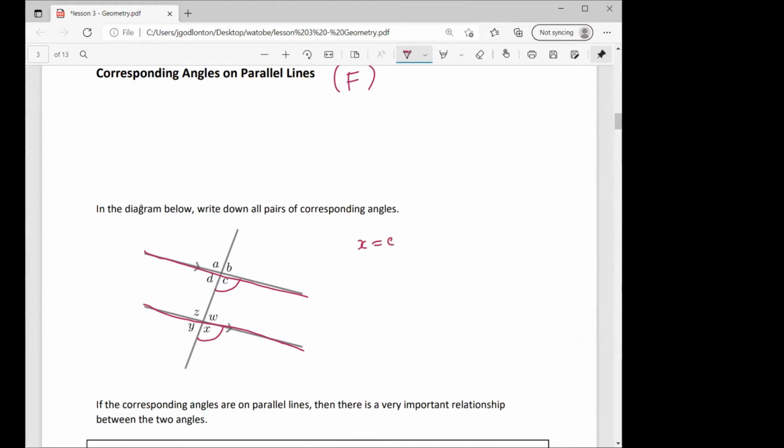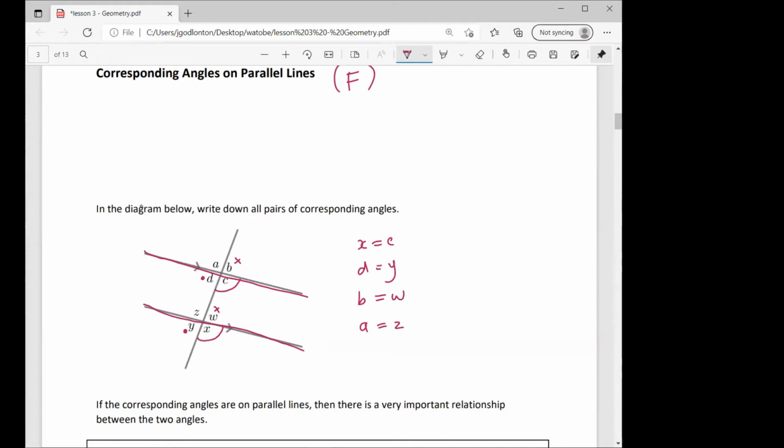Can someone else tell me some other corresponding angles? D would be... Y. D and Y, excellent. And another one. B and W, yeah, good. So this one will be equal to that one. It doesn't matter that they're not both below, because they're both above. And then we have one last one, which would be A and Z. Yes. So all of those would be corresponding, which means that they would be equal to each other.